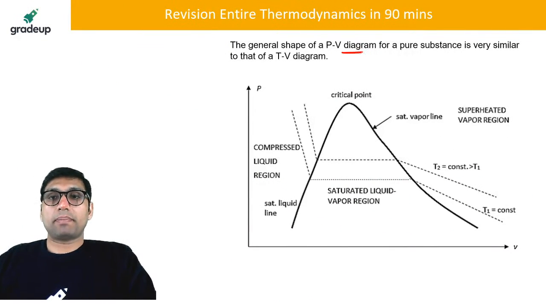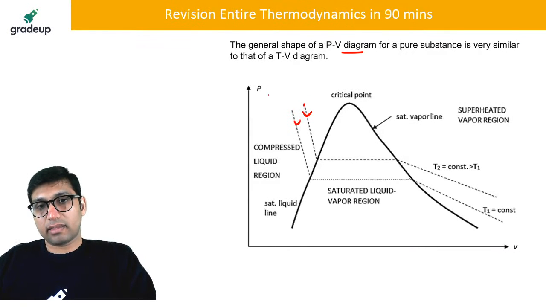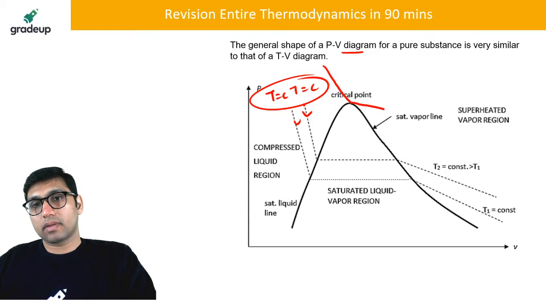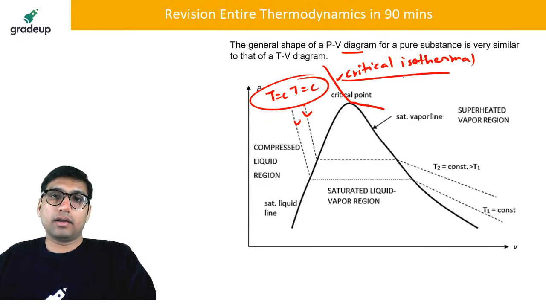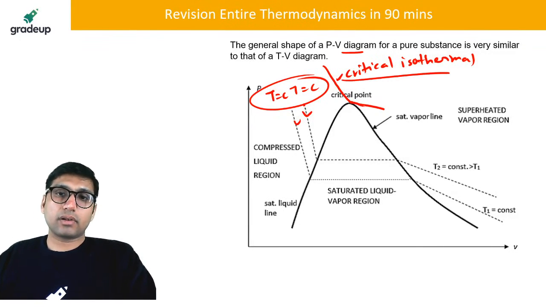Now the general shape of the PV diagram. This is the PV diagram. On the PV diagram, the curves that you see are the constant temperature lines. And on the PV diagram, the curve which passes through the critical point is called the critical isotherm. The line which passes through the critical point is called the critical isotherm.